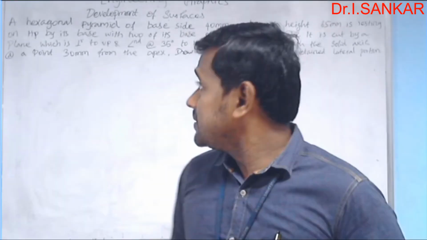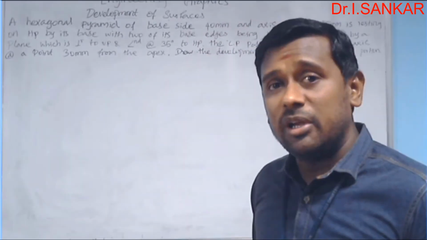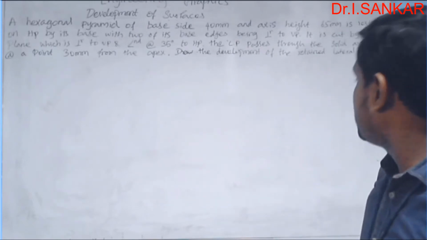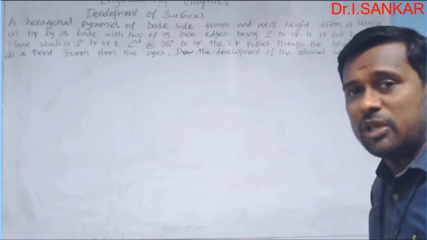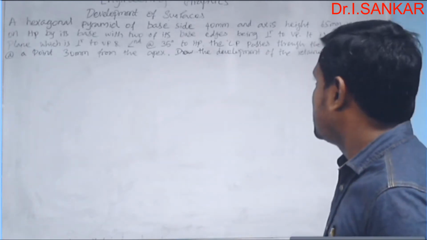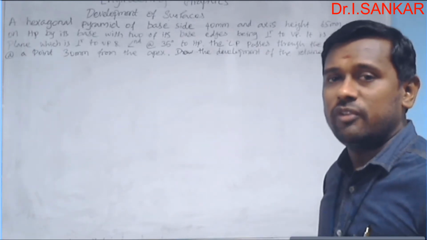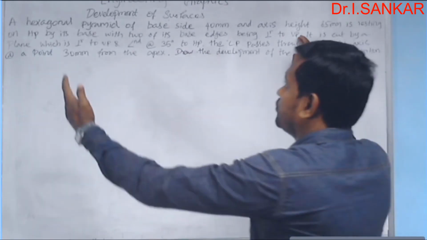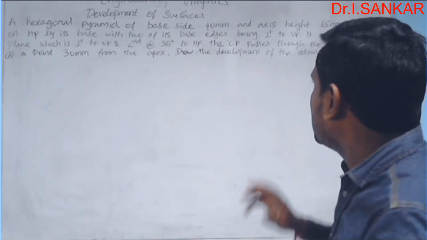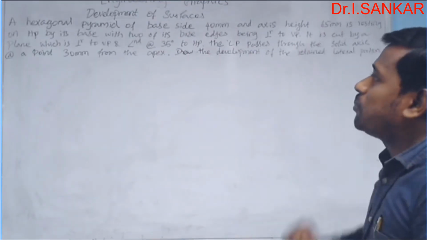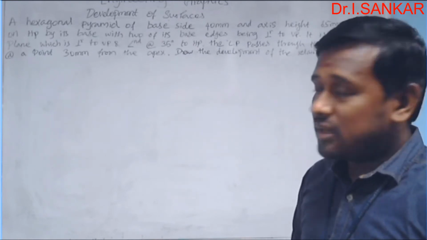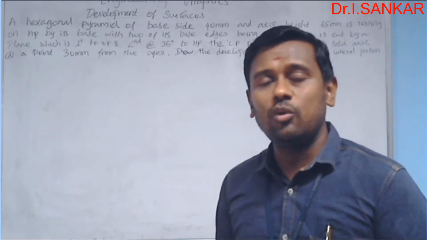The question is, a hexagonal pyramid of base side 40 mm and axis height 65 mm is resting on HP by its base, with two of its base edges being perpendicular to VP. So up to this word, we are just going to deal only with projections of solids. Then it is cut by a plane which is perpendicular to VP and inclined at 35 degrees to HP.